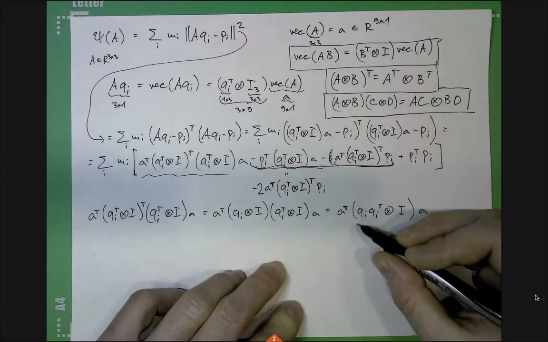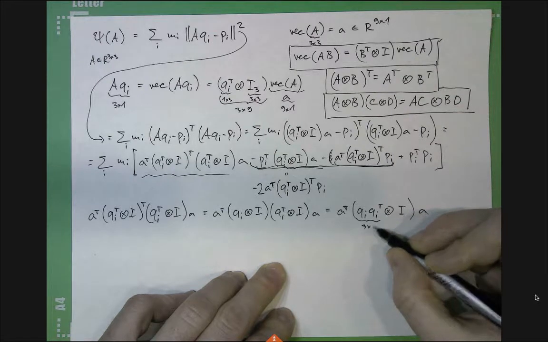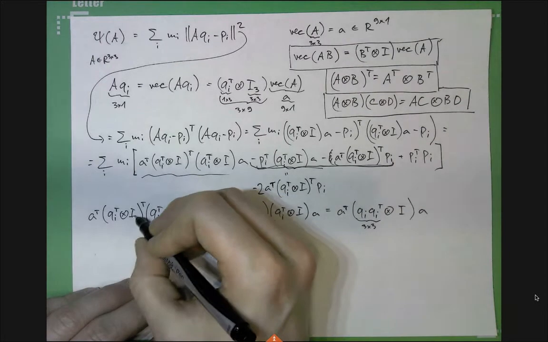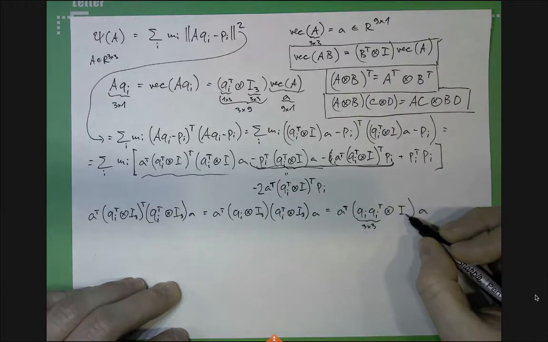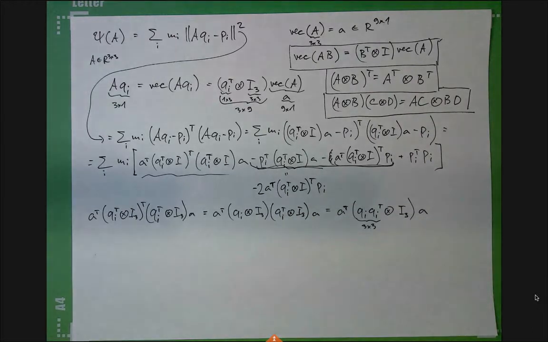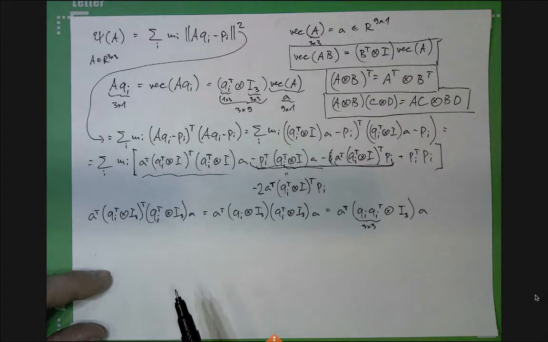All right, and what is this? This is a 3x1 vector, this is a 1x3 vector, so this is just a 3x3 matrix. All of them are just the 3x3 identities. So it still works. Is that clear? I just applied the Kronecker product rules there to simplify whatever I have in there.